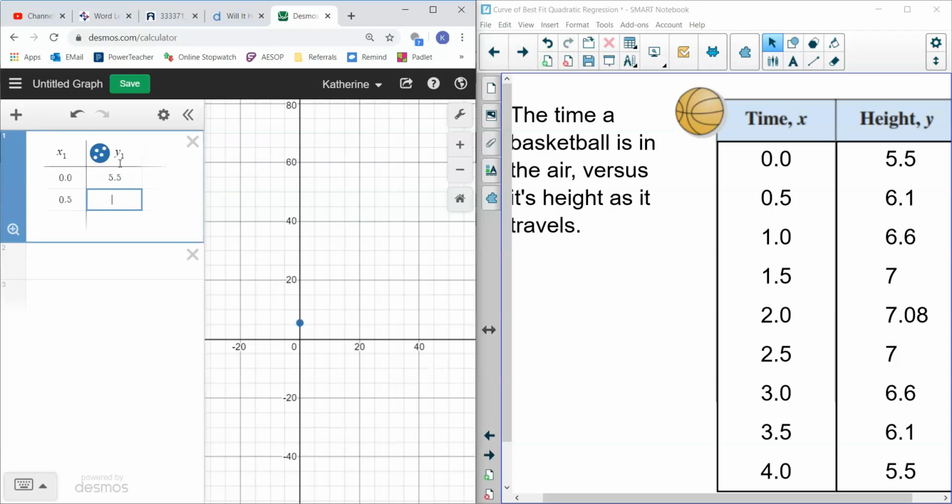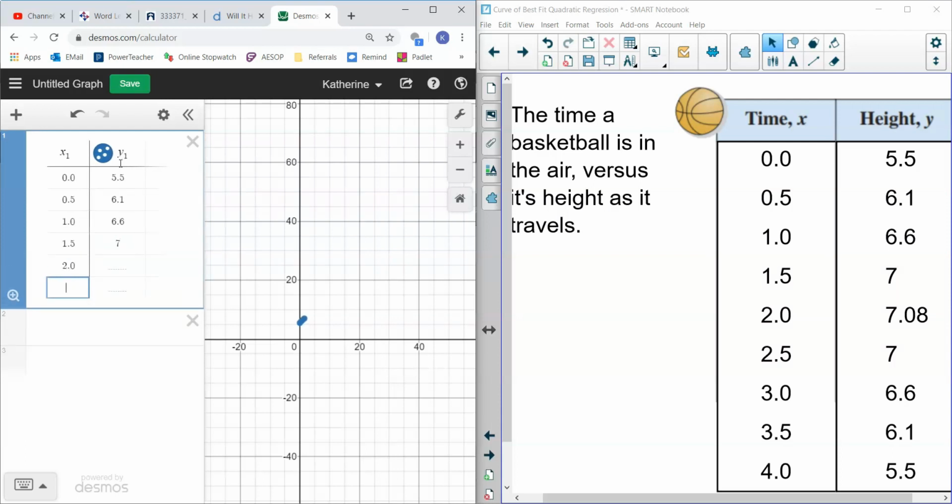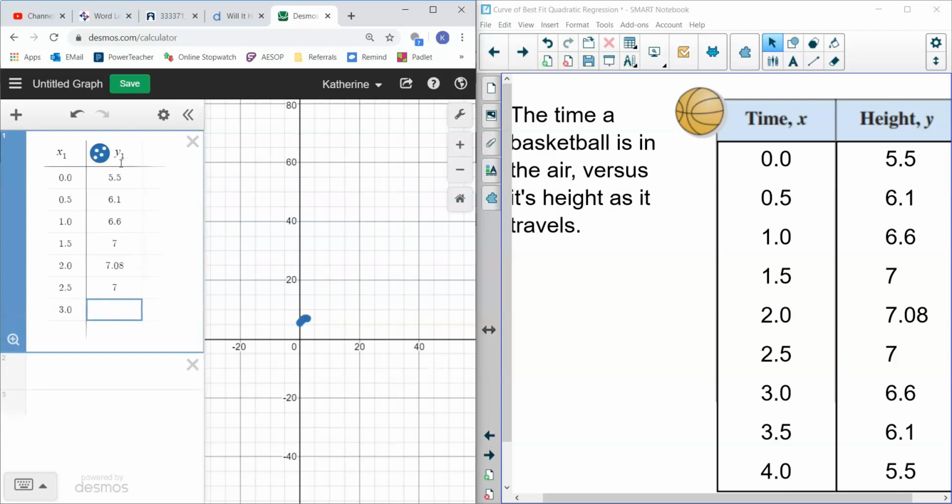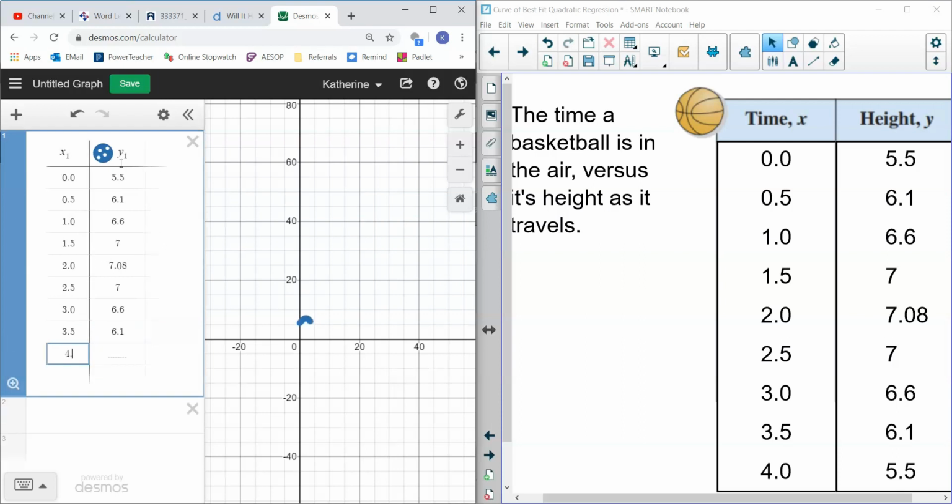And at 0.5, the height is 6.1. And at 1.0, or at 1 second, excuse me, the height was 6.6. And 1.5 seconds, the height was 7. 2.0, the height was 7.08. 2.5 seconds, the height was back down to 7. After 3 seconds in the air, the height is 6.6. After 3.5 seconds in the air, the height was 6.1. And after 4 seconds in the air, the height of the basketball was back down to 5.5.